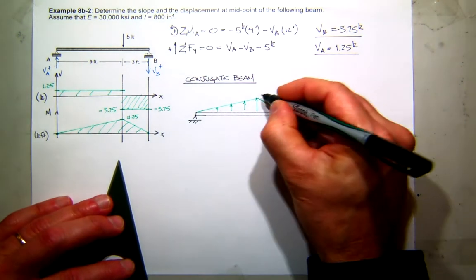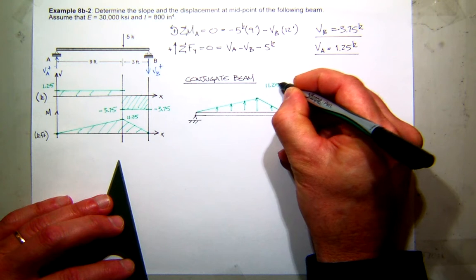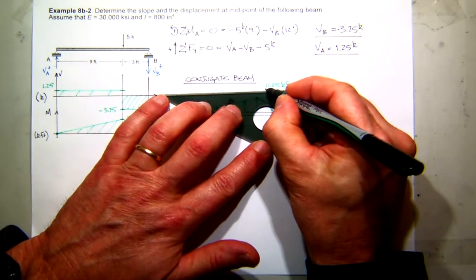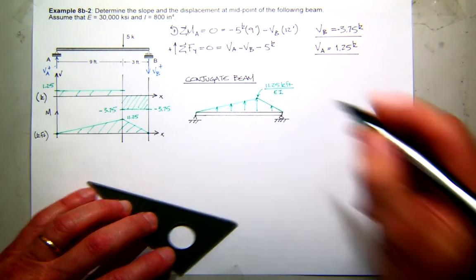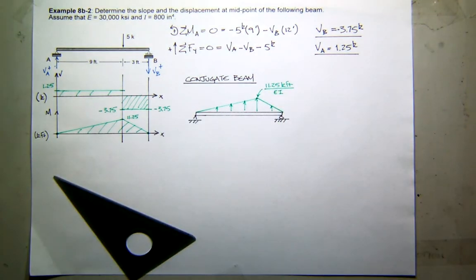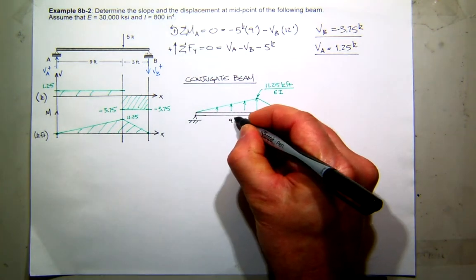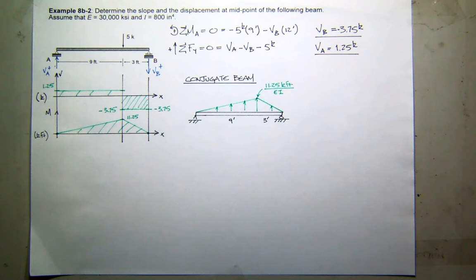And what is that value going to be? Well, it's going to be the moment, which is 11.25 kip-feet. And in conjugate space, we take the moment and we divide it by EI. So that becomes the intensity of the triangular load on our conjugate beam. And just to give you the spacing, that's 9 feet and that's 3 feet. Everybody see that? Now all I have to do is solve this problem.